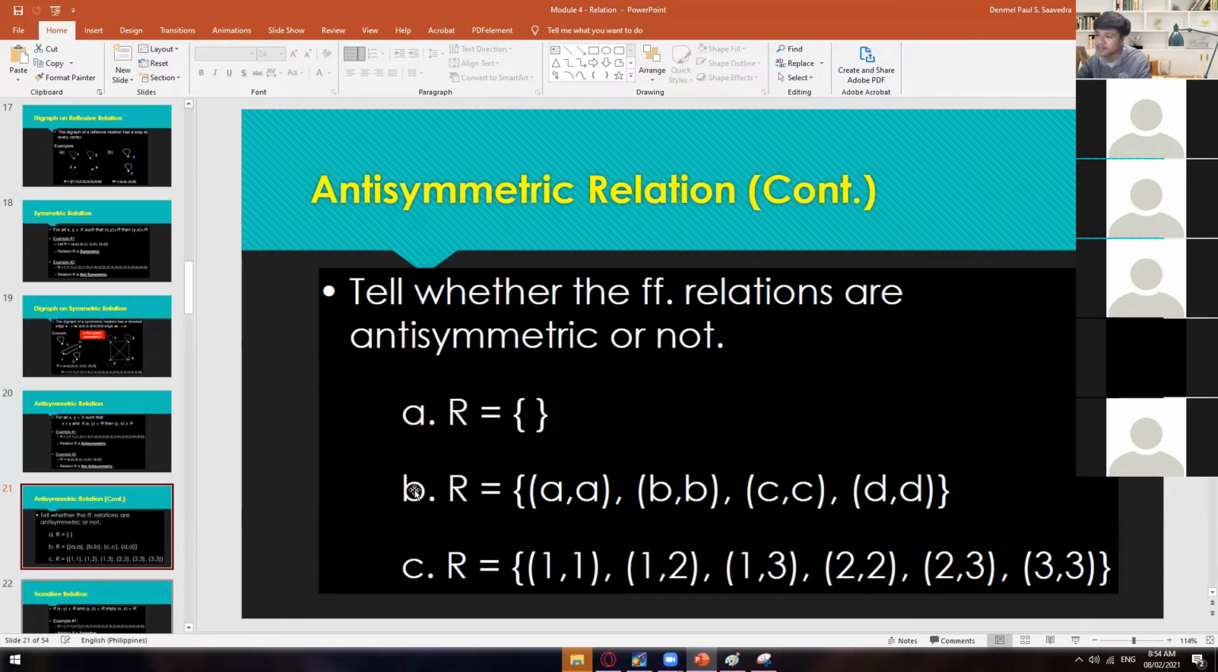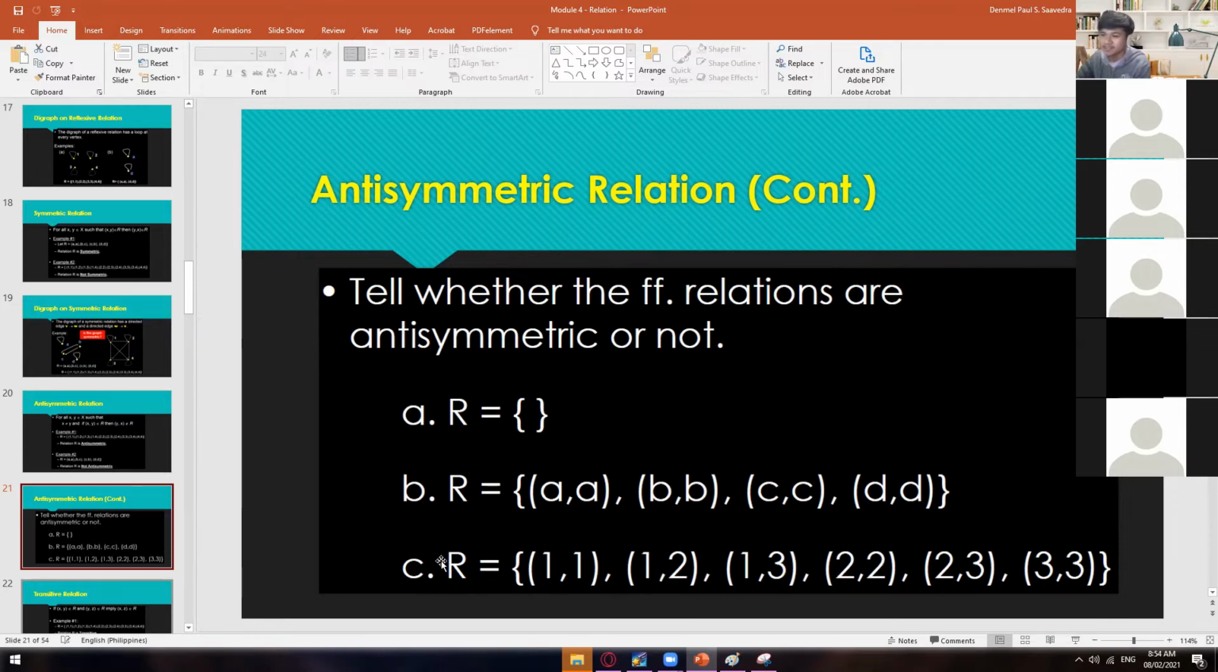How about letter B? Is this anti-symmetric or symmetric? Not anti-symmetric, it is symmetric. So not anti-symmetric or symmetric, they are just the same. How about letter C? This one is anti-symmetric because, as you can see right here, we have 1, 2, but we don't have 2, 1. So this one is anti-symmetric.